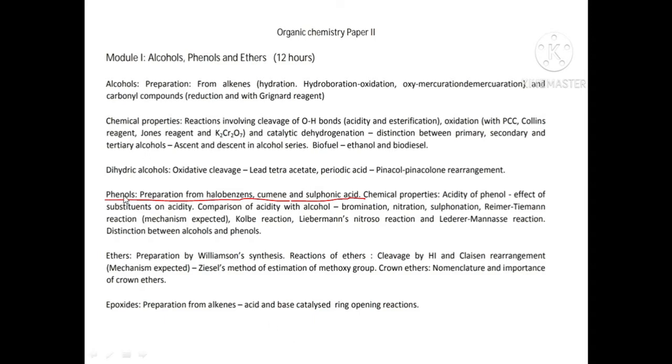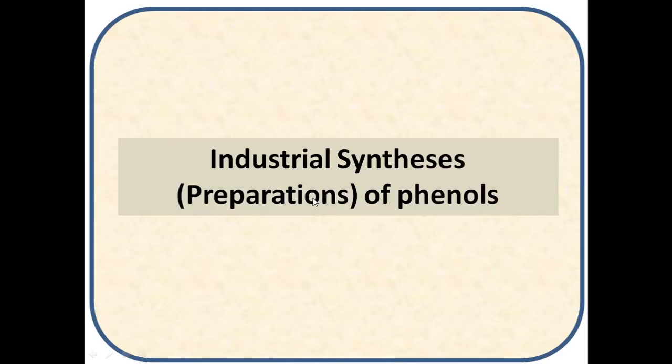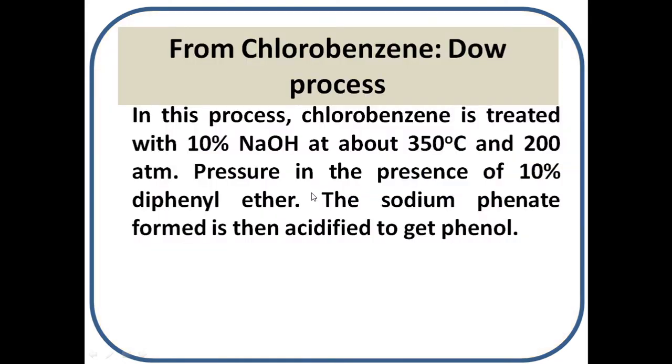In this video, we will discuss the preparation of phenols from various compounds like halobenzenes, cumene, sulfonic acid, etc. That is, we are dealing with the industrial synthesis or industrial preparations of phenols. The first method is the Dow process.